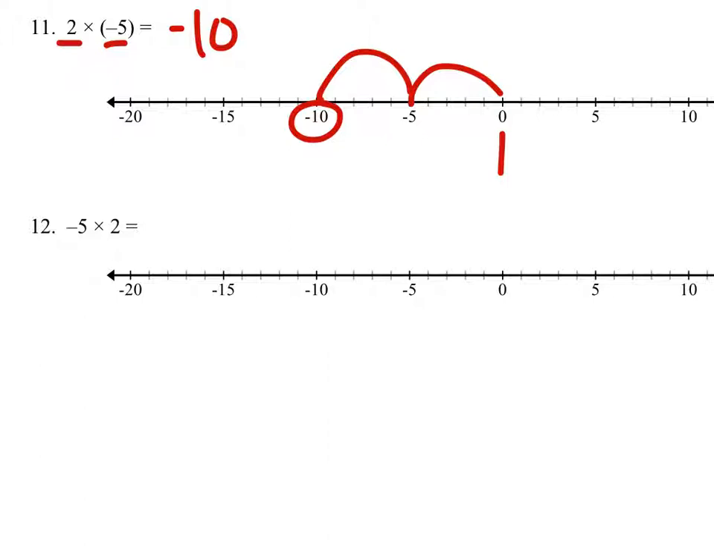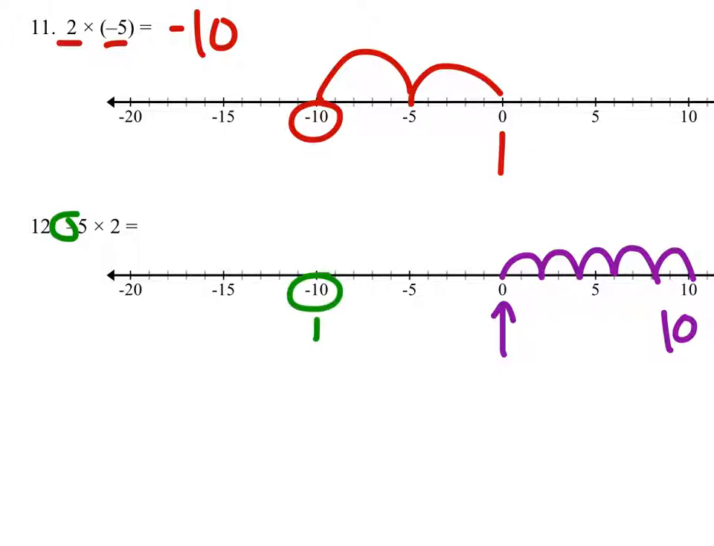Same with -5 times 2, but this one's the opposite of 5 times 2. So the model, again, will start at 0. I'm going to give myself 5 groups of 2. Actually, let me take that back. I'm going to give myself one group of 2, 2 groups of 2, 3, 4, 5 groups of 2, which puts me at 10, but we got that negative in the front, which means it's the opposite of positive 10, which takes us back to -10. So the product is -10.